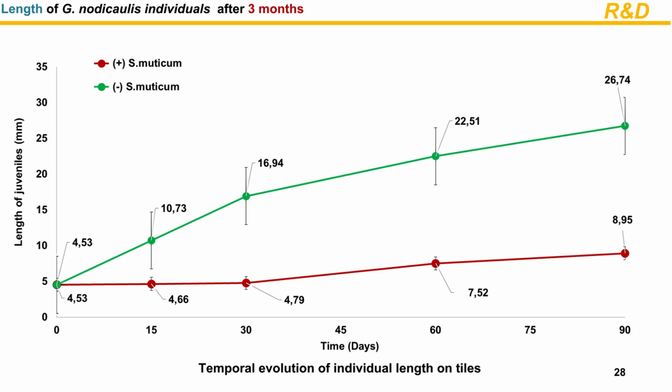This result clearly shows that Sargassum severely reduces juvenile growth, likely through shading, space competition, and allelopathic effects. Managing these invasive species is essential to protect native algae and biodiversity.